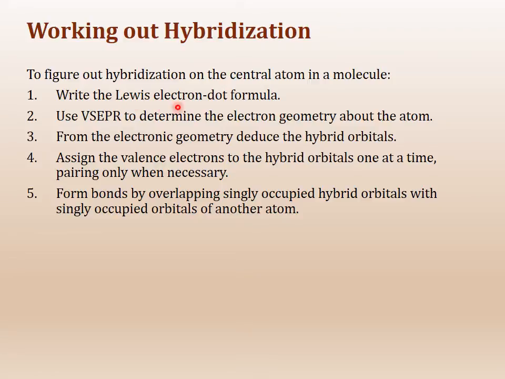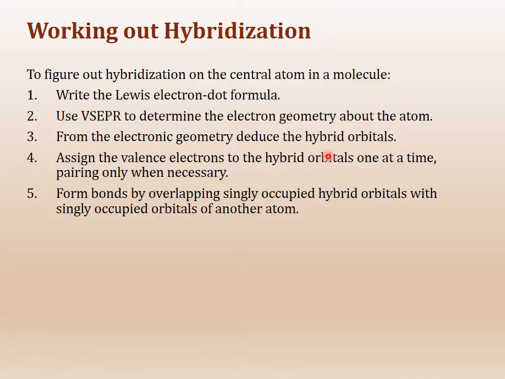First of all, draw the Lewis structure. Again, Lewis structure is the key for everything. So draw the Lewis dot structure of the compound, and this should be right. If this is not right, everything else is going to be wrong. Use VSEPR to determine the electronic geometry. Electron geometry about the central atom is the number of electron groups you have, whether you have one electron group or two electron groups, that's what it will be.